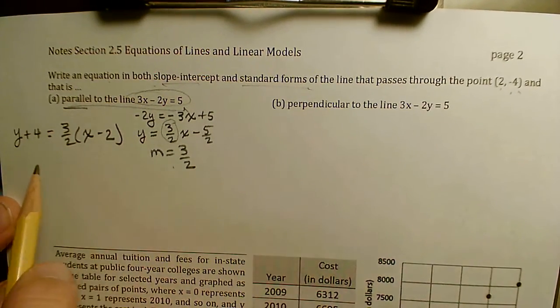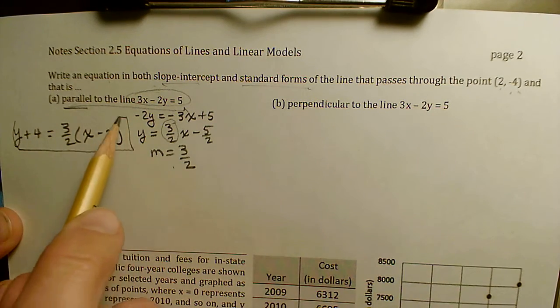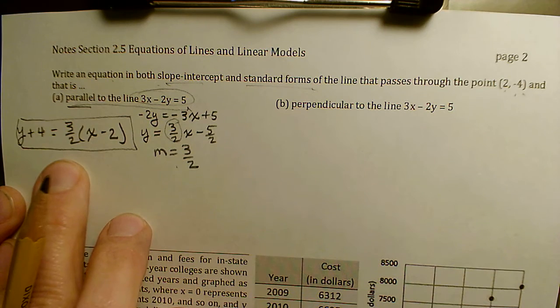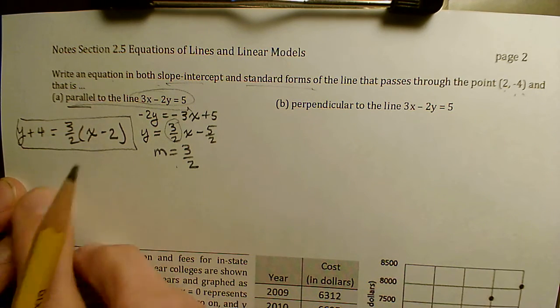And so that is point slope form. They didn't specifically ask for that, but it's not bad to start with that. And then if you want to put it into slope-intercept, you can just manipulate this.